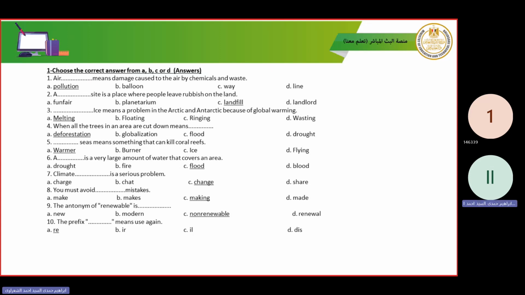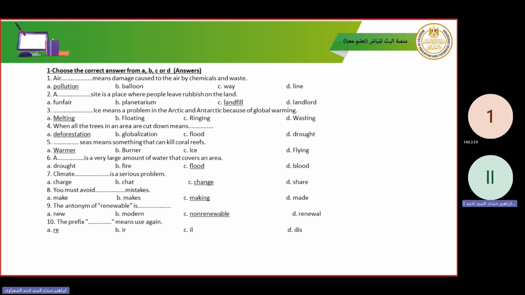Where number 10, the prefix, the beginning, means use again, which is re. As we say, rewrite, rearrange, meaning arrange again, write again, reuse, use again, renew.